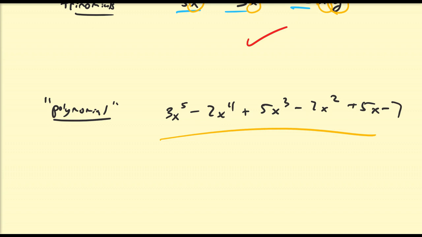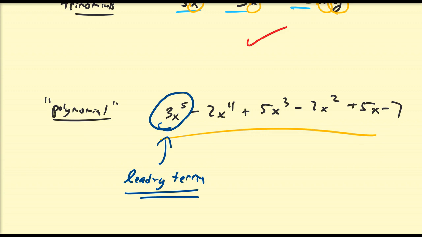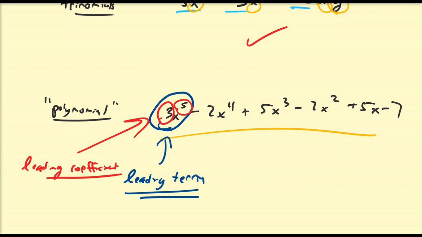So the term that has the highest exponent is what we call the leading term. So the leading term contains the highest exponent. The number 3 is sometimes referred to as the leading coefficient, and the number 5, the highest exponent, is sometimes referred to as the degree of the polynomial. And these two things are going to be important when we actually discuss polynomials in more detail.